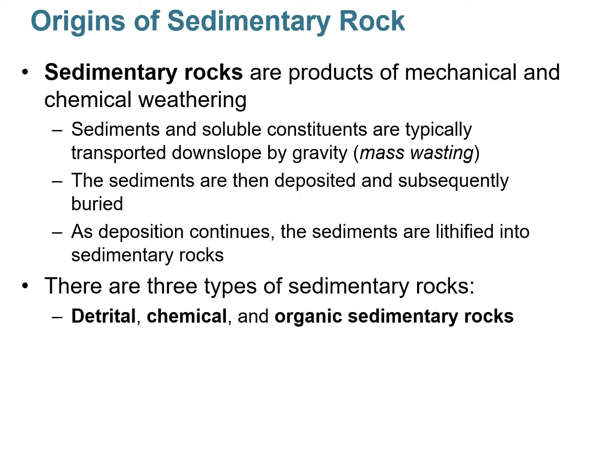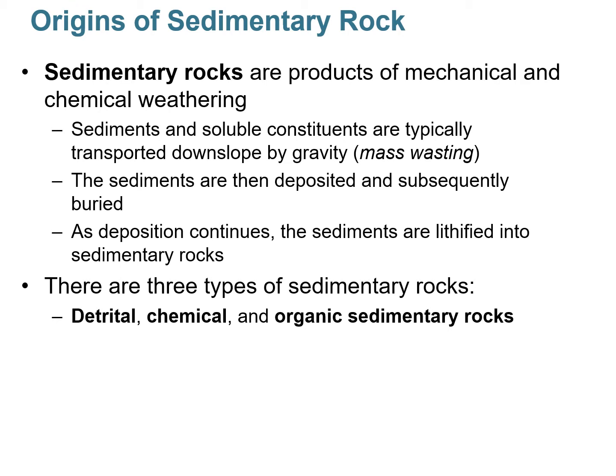So sedimentary rocks are the products of mechanical and chemical weathering. When rocks are exposed at the Earth's surface, they undergo that weathering process, and that weathering process produces sediments. It also produces soluble constituents, which are carried in water, and that material is transported downslope by gravity to low-lying areas. We call that mass wasting.